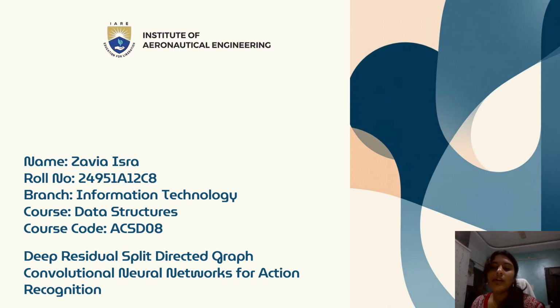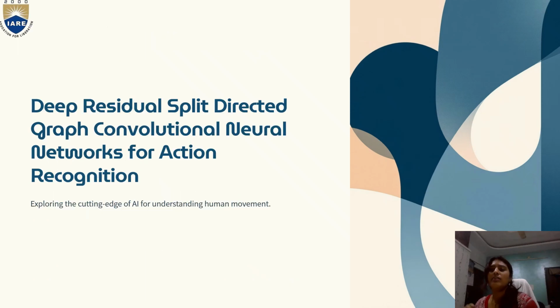Today, I'll be presenting on a cutting-edge topic in artificial intelligence and computer vision: deep residual split-directed graph convolutional neural networks for action recognition. It sounds complex, but at its heart, it's about how we can teach machines to understand human movements in a way that's accurate, efficient, and intelligent. This has major applications in security, robotics, healthcare, and sports analytics.